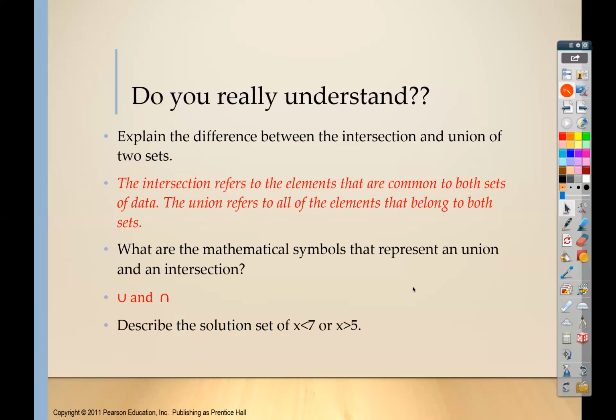Describe the solution sets of x is less than 7 or x is greater than 5. It would be all real numbers. Now, if it said x is less than 7 and x is greater than 5, it would only be the numbers between 5 and 7. That's it. Thank you.